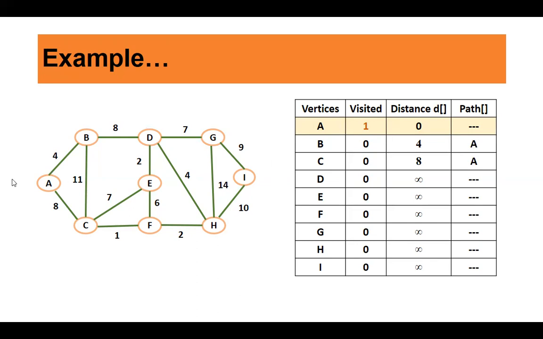Fine. Now from A to C, distance is 8. And how did you reach B? You reach B from A. So path is A. A to B is 4. A to C is 8. Is it clear? How did we get the number here and how did we get A here? This is the previous node of B, that is A, previous node of C, that is again A, right?